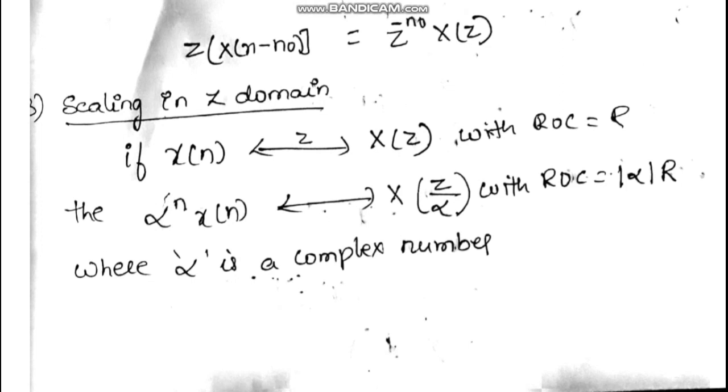Scaling is nothing but a multiplication factor. And what is its statement here? If x of n, when you take the z transform, is x of z with ROC equal to R, then this is called a scaling factor, a complex number alpha to the power of n into x of n. When I apply the z transform, you get x of z by alpha with ROC equal to magnitude of alpha times R.